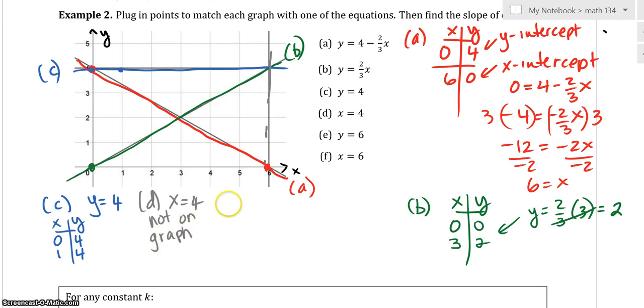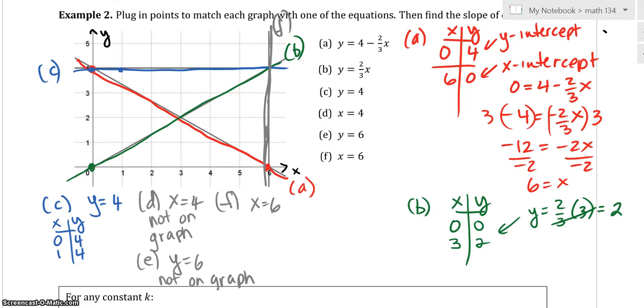The one that is right here is the F. F is the x equals 6. That's this one right here. E and D are both not on the graph. Y equals 6, where y is 6, is not on the graph as well. I missed that. Okay, so those are the answers to those.